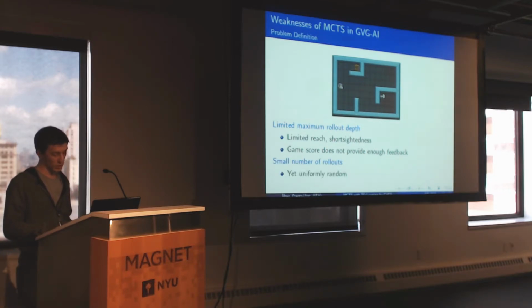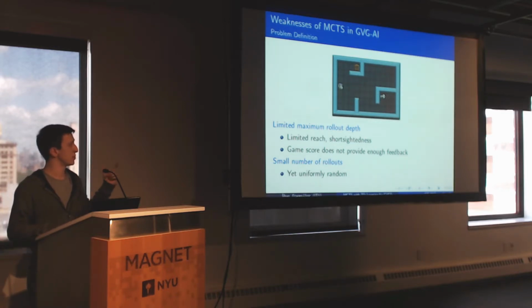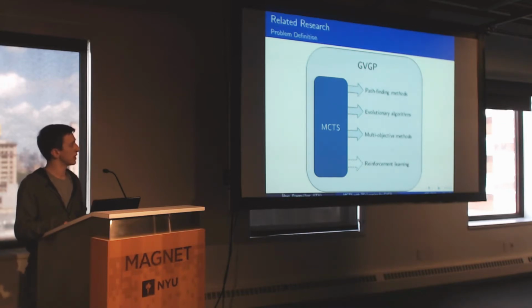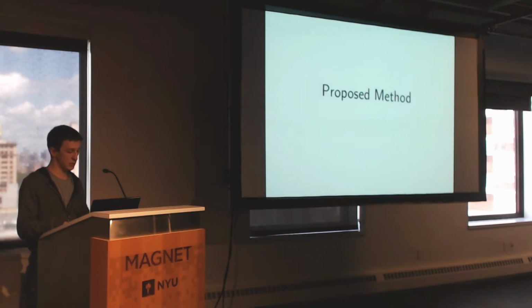And also, a small number of rollouts. This sample Monte Carlo tree search also follows uniform random rollouts. They also don't provide enough information when the number is low. There has been a lot of research on this algorithm, including pathfinding methods, evolution algorithms, multi-objective methods. However, there have only been a few modifications that involve reinforcement learning methods. I think there was one last year which enhanced knowledge-based Monte Carlo tree search with Q-learning. And in this work, we attempt to enhance the base one with a different reinforcement learning method. And now I'm going to explain what we did.